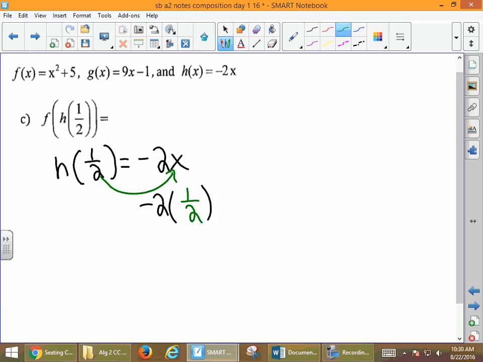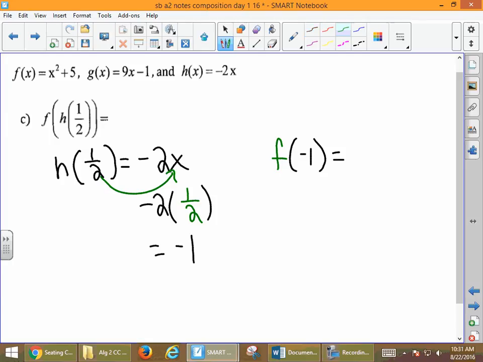times 1/2. And again, I know some of you say, well, I don't have a calculator, but what's half of 2? 1. And then it's negative times positive, so this is negative 1. So when we put 1/2 into the function, we get negative 1 out. And now we're going to take that value of negative 1 and go back into our f function to help us get our final output.